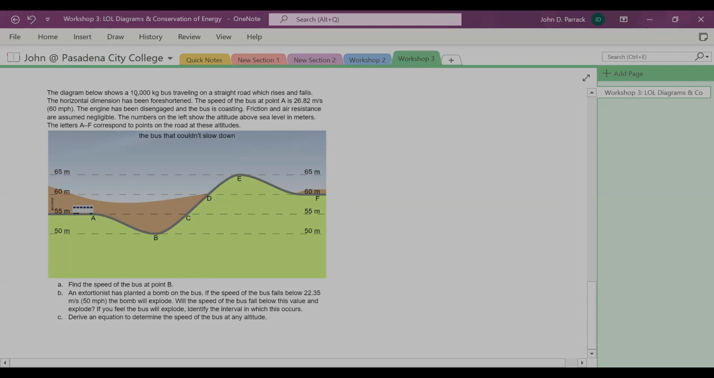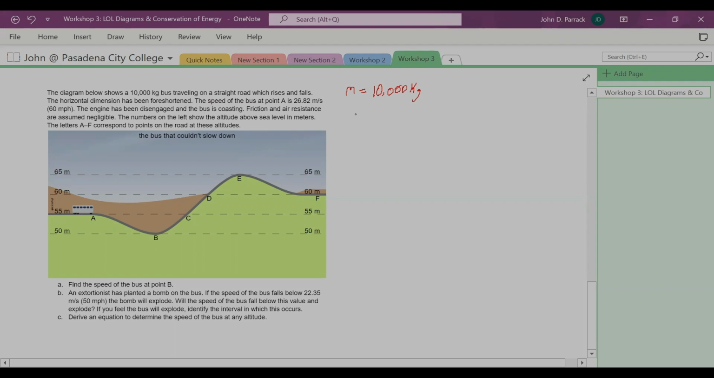So the bus is 10,000 kilograms. They give us a mass. Let's go over here. We'll write our knowns. Mass is equal to 10,000 kilograms. All right. Horizontal dimension has been foreshortened. What does that mean? It just means this diagram is not exactly to scale, at least in the horizontal direction. So the bus could be traveling a long way, maybe even a portion of a mile, as we see. So the slopes might be more gradual, may or may not be relevant.